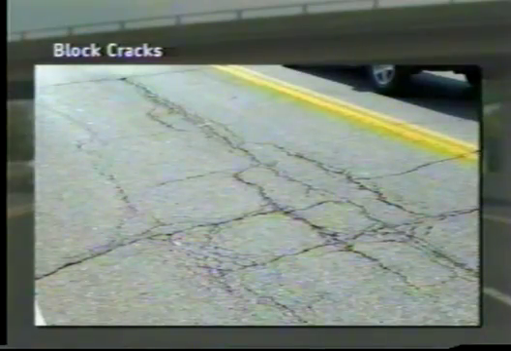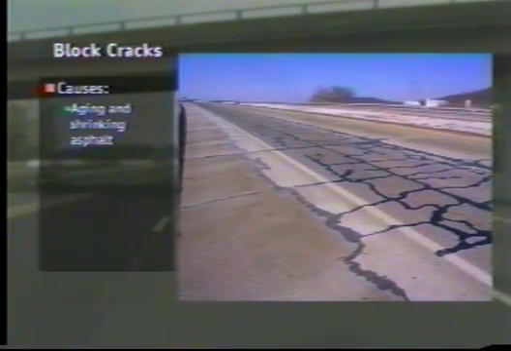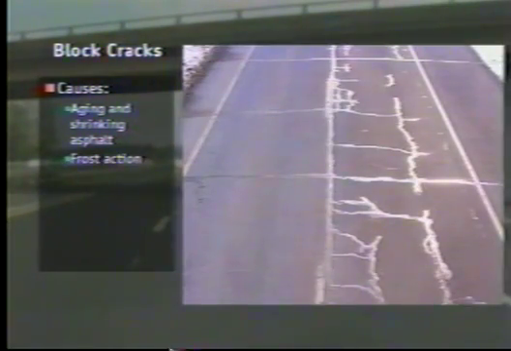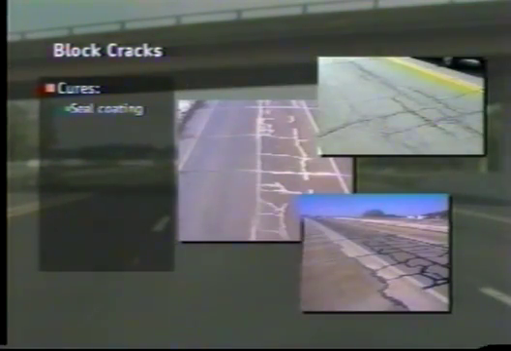Block cracks are interconnected cracks intersecting at nearly right angles, forming blocks which often break loose. These are usually initiated by aging and shrinking of the asphalt and made worse by frost action and heavy traffic. To slow deterioration in early stages, seal coating works. In advanced cases, overlays or reconstruction is necessary.